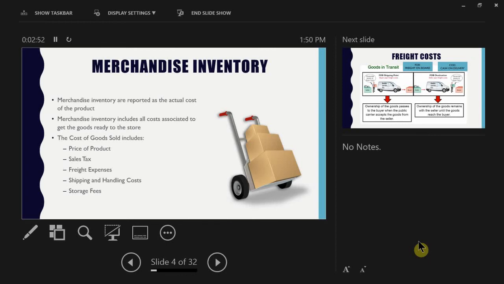But I'm not going to test you on, what happens if I got taxed, or what happens if I had to pay additional fees on stuff. No, I'm only going to be really, really simple. But just know that these things are included as part of the cost of goods, okay? As part of getting your inventory to your store.